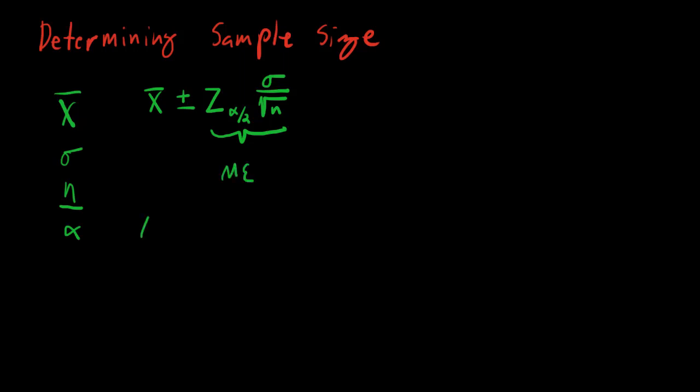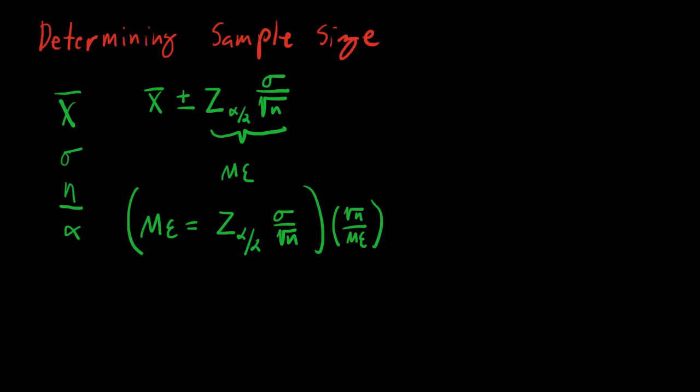So ME is equal to z of alpha over 2 times sigma divided by the square root of n. So if we're trying to get that sample size, n, we can multiply the square root of n to both sides and divide both sides by the margin of error. So we have square root of n over margin of error, which we're multiplying by on both sides. That gives us our square root of n on the left equals our z of alpha over 2 times our sigma divided by our margin of error. So we have sigma over ME.